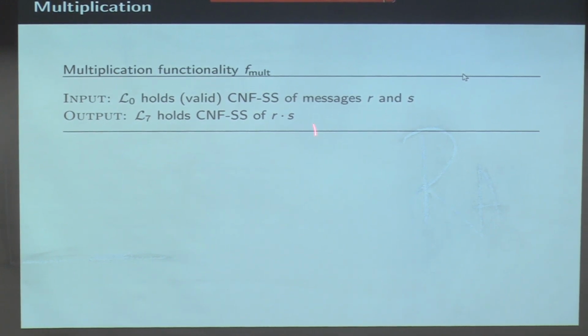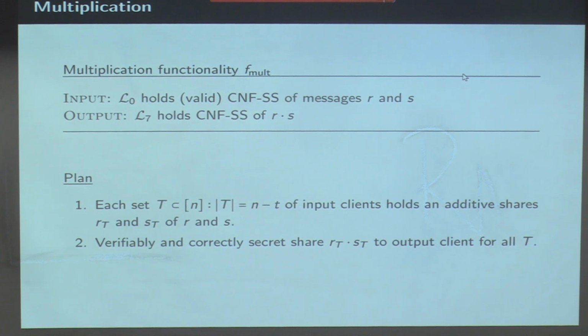So this is the multiplication functionality, right? What do we need? The input clients have valid secret sharing of two messages, R and S, and the output clients should get a valid secret sharing of the message R times S. So this is in the standard setting, or like the usual plan for computing this is as follows. You want to secret share the product. So remember that the secret sharing of R involves several of these R_T's, one for each T-sized subset, and this would be available with this set of parties, that is T. We want to somehow secret share each of these R_T times S_T amongst the output clients.